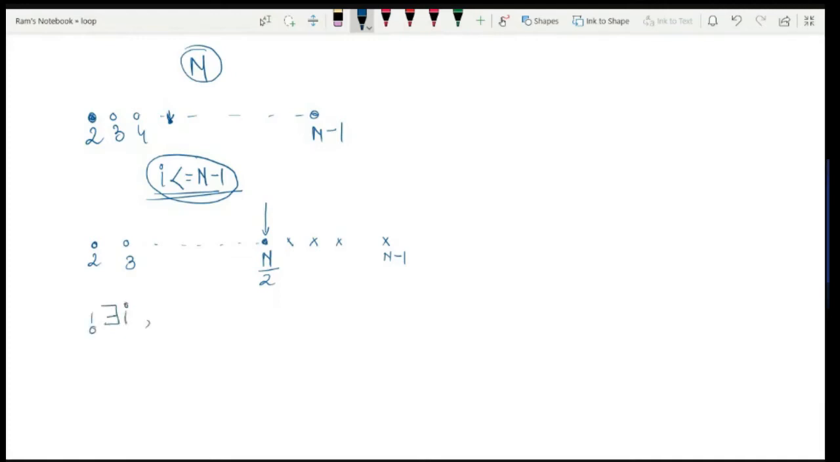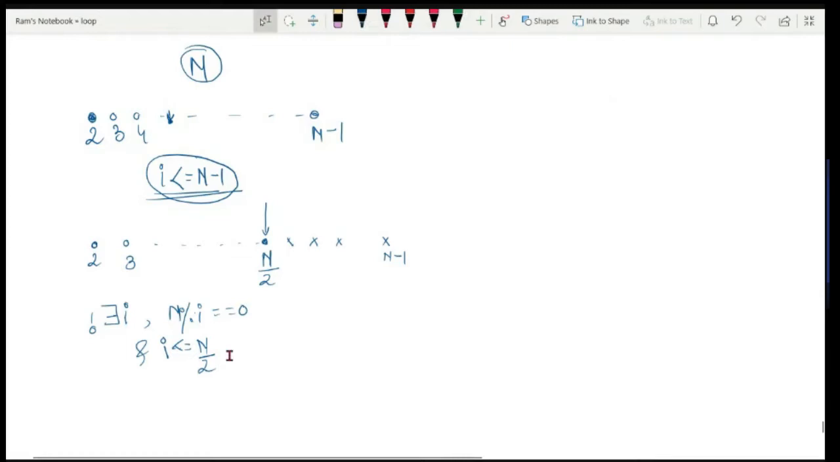My point is that we have checked that there exists no such i such that n mod i equals 0, and i is less than or equal to n by 2. It means we have checked all this range and we didn't get a solution. That is, within this range there exists no such i that completely divides this number n. So if we know that, can we conclude that the solution cannot be in this remaining range?